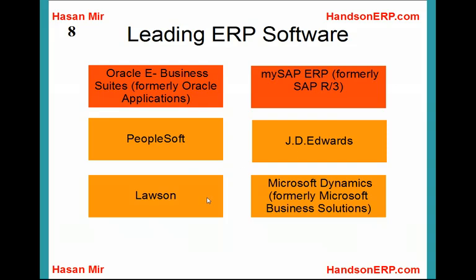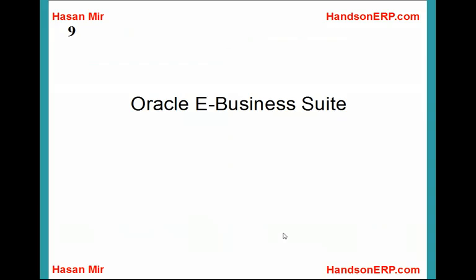Lawson is also a big player in the ERP market. Microsoft also makes an ERP software, which is not really an ERP because it is not very scalable, but it is used by small to medium-sized companies. It's called Microsoft Dynamics. It used to be known as Microsoft Business Solutions.